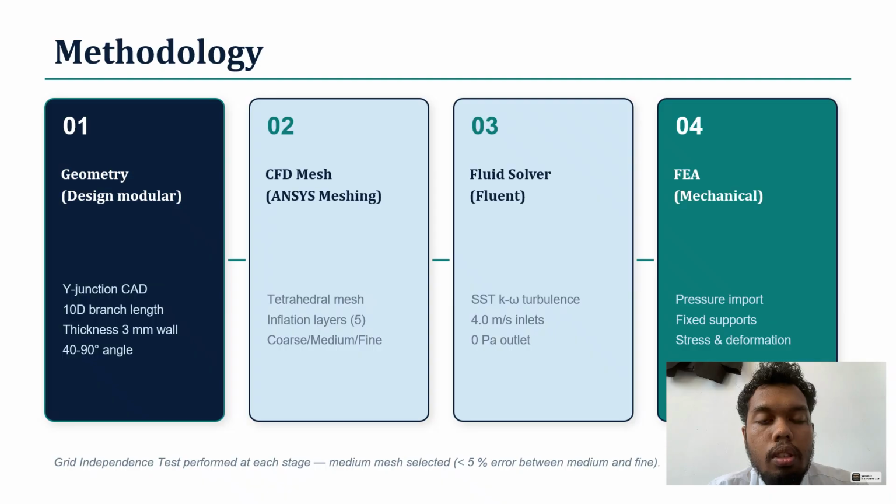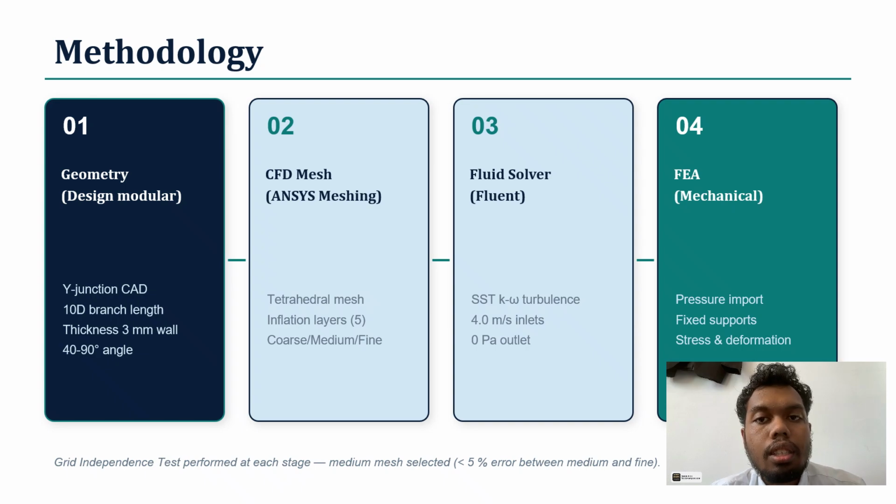Our methodology consists of 4 main stages. The first is the geometrical design. We created Y-shaped branch model pipes with a constant wall thickness of 3 mm and a branch angle between 40 to 90 degrees. The second stage is mesh generation. We generated a lateral meshing with 5 inflation layers near the wall to improve the boundary layer resolution. 3 mesh levels were tested, which were coarse, medium, and fine.